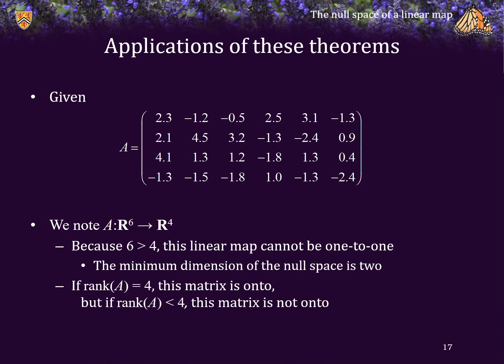Now, if the rank of this matrix is 4, then this matrix will be representing a linear map that is onto. But if the rank of the matrix is less than 4, then this matrix will not be onto either.